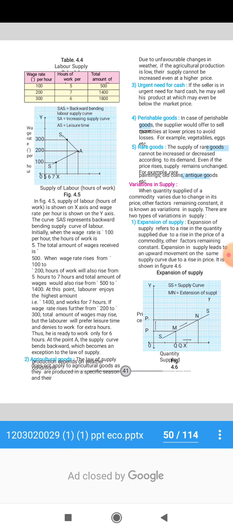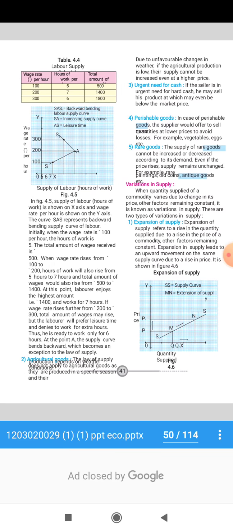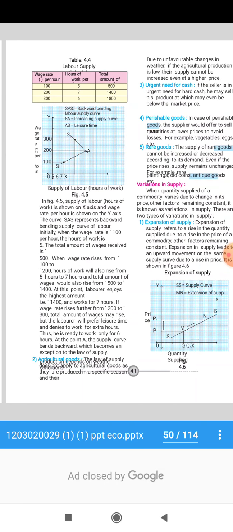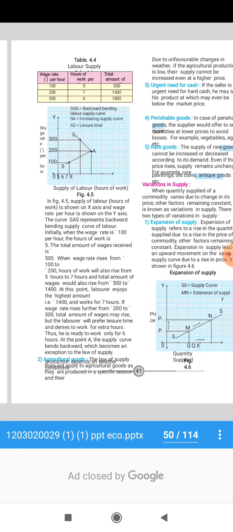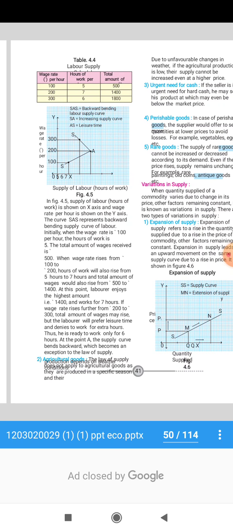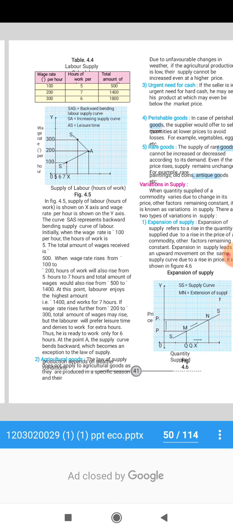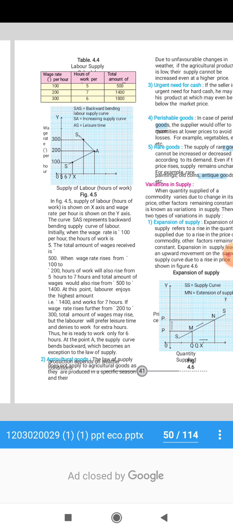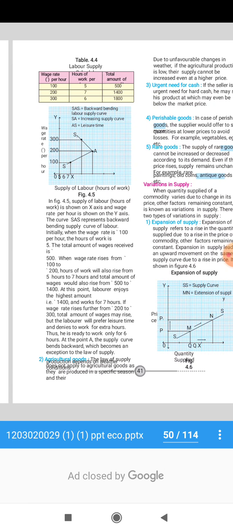Because the workers would prefer leisure to work after receiving a higher amount of wages. Thus, after a certain point, when the wage rate rises, the supply of labor, that is working hours, tends to fall. So in table number 4.4, it can be explained: when the wage rate is 100, working hours are 5, total amount of wages is 500. When the wage rate per hour is 200, hours of work per day are 7, total wages 1400.